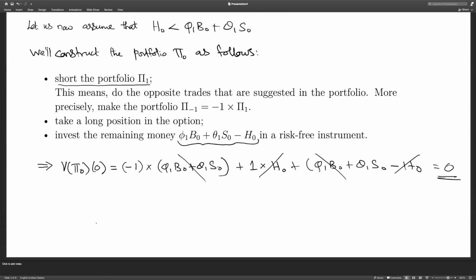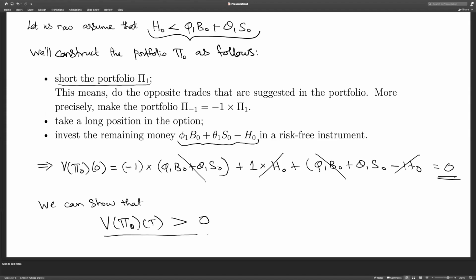Now at t equal to capital T, again you carefully see what are all the situations of the portfolio pi naught and show that the value of pi naught at time t equal to capital T is strictly greater than 0, where we have to use our assumption H naught is less than the initial investment of pi 1, as well as we have to make use of the replicative strategy. Just like what we did in the last case, the same idea will go through here also, and you will get this, and therefore this is also not possible.